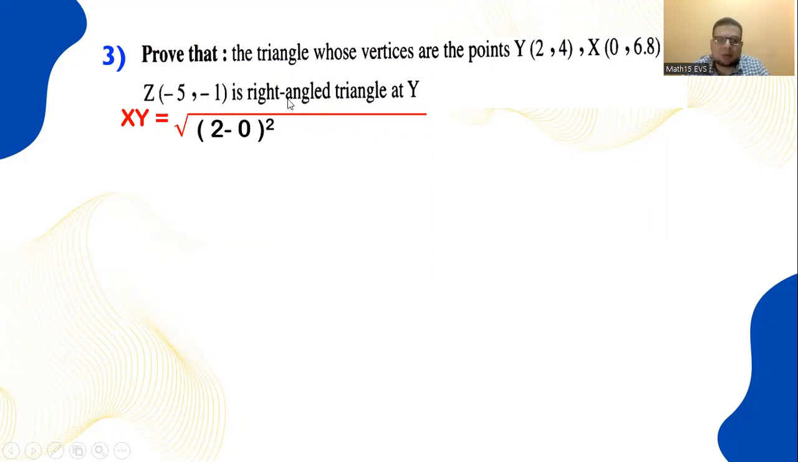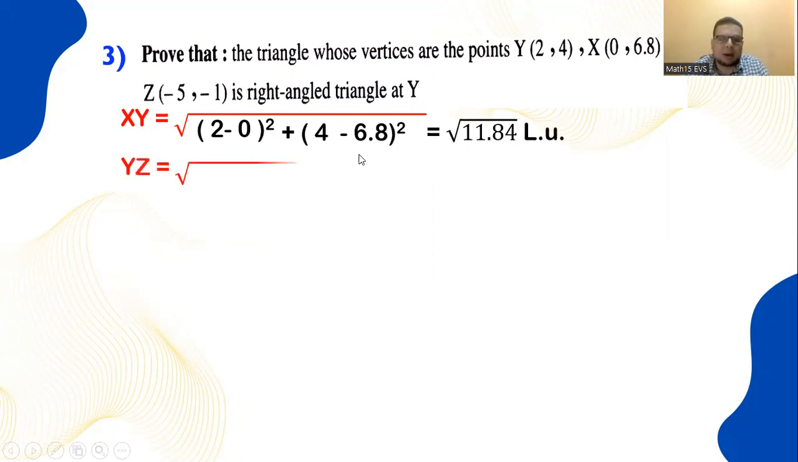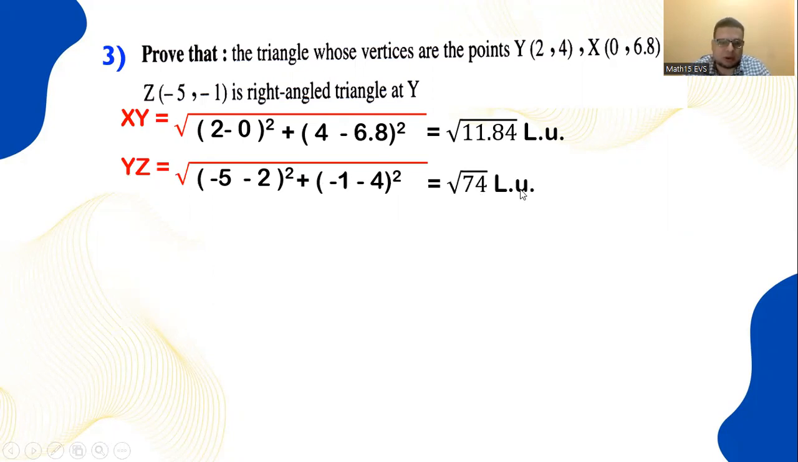Yes, XY equals the square root of (x minus x) power 2 plus (y minus y) power 2. So 2 minus 0 and 4 minus 6.28 power 2, you will get the distance will be root 11.84 length unit. And also the side YZ, by the same way, we find the length between Y and Z, just use the rule. You will get the length unit root 74.